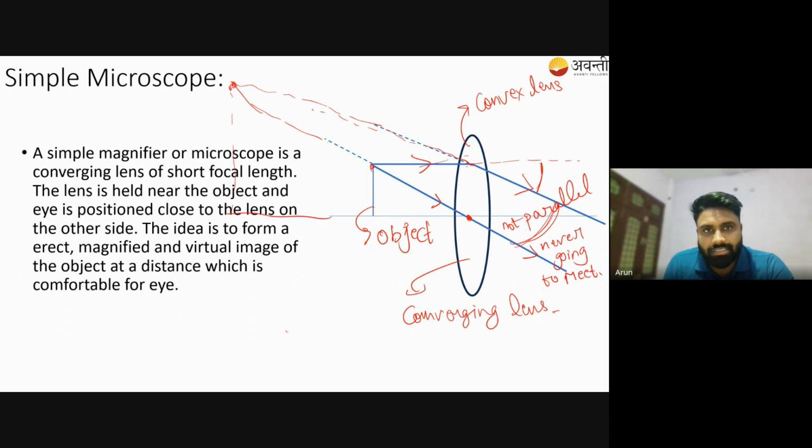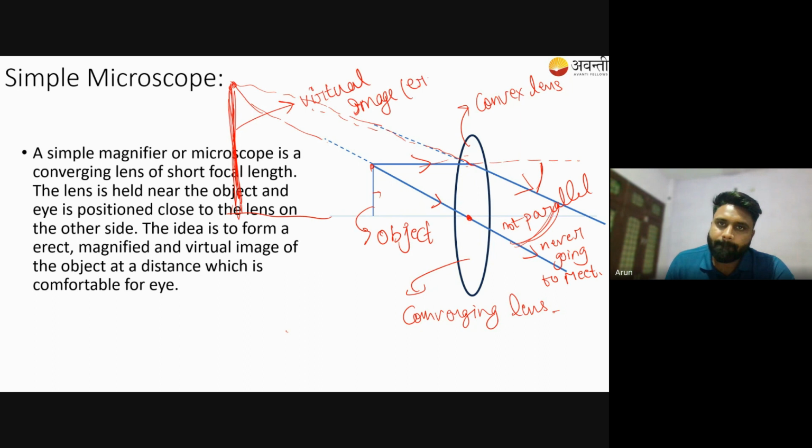So this is the enhanced picture of this object. This is the virtual image because there is no such object present here. These rays appear to be coming from this point. So this is the virtual image, and it is erect also.